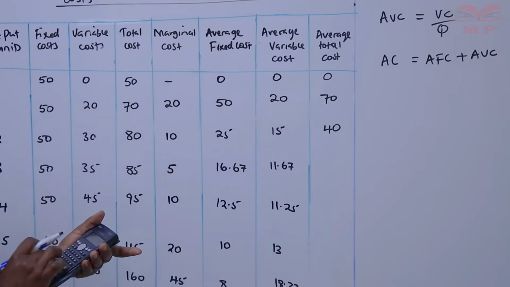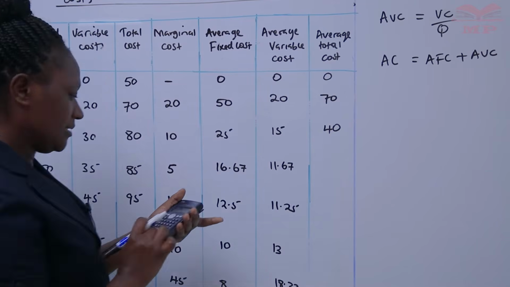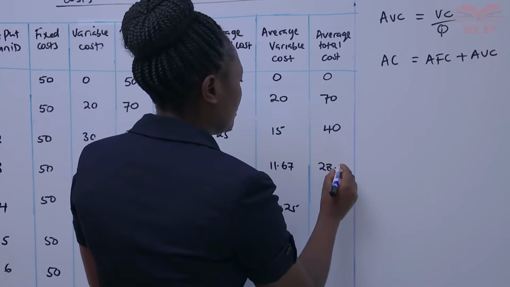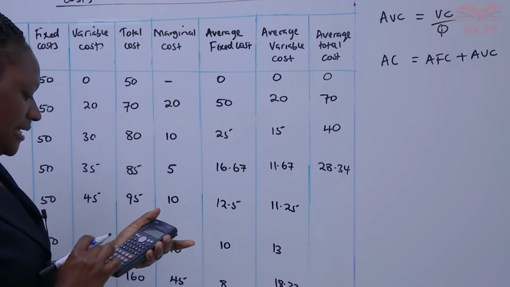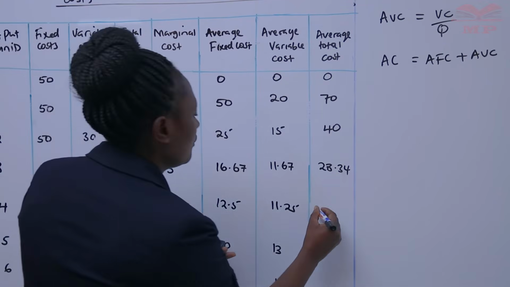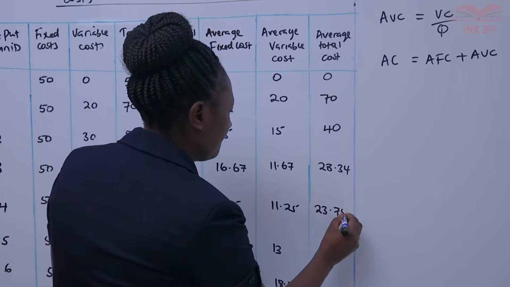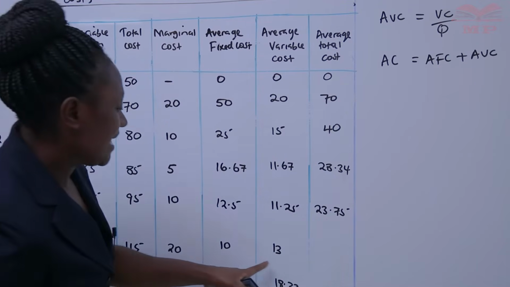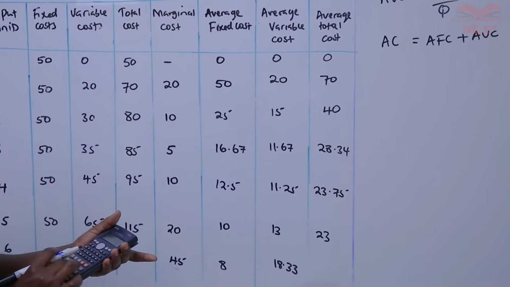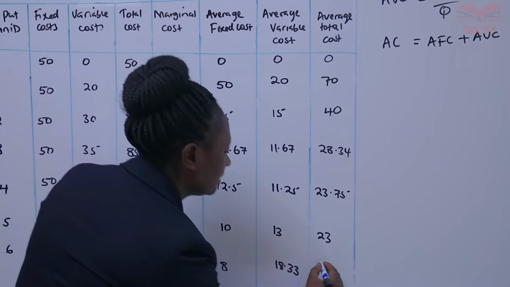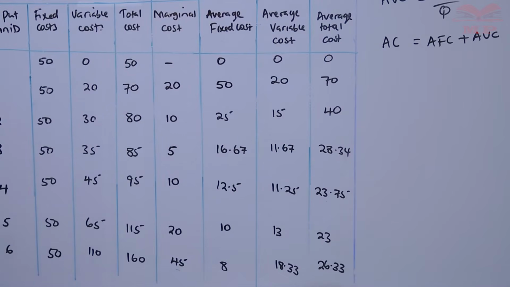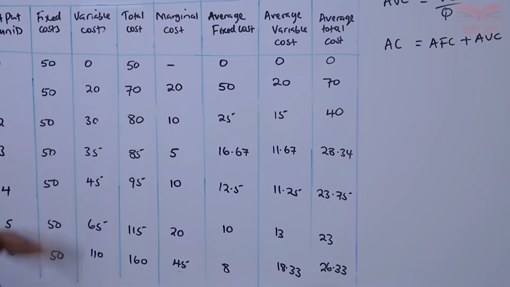Then 16.67 plus 11.67 equals 28.34. Then 12.5 plus 11.25 equals 23.75. And 10 plus 13, this is 23. Then we have 18.33 plus 8, which is 26.33. So that's how we answer such a question.